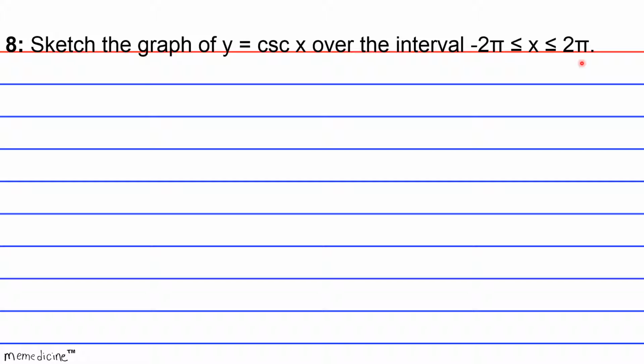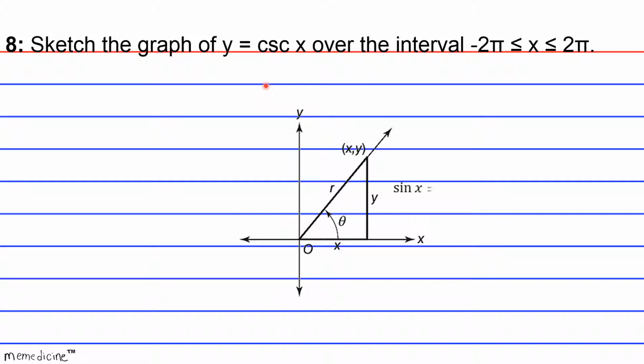Let's start this together. The easiest way to sketch y is equivalent to the cosecant of x is first to sketch y equals the sine of x. Okay, I'm going to show you why just now. We know that the sine of x is equivalent to y over r. Well, the cosecant of x is just the reciprocal of sine of x, which is r over y.